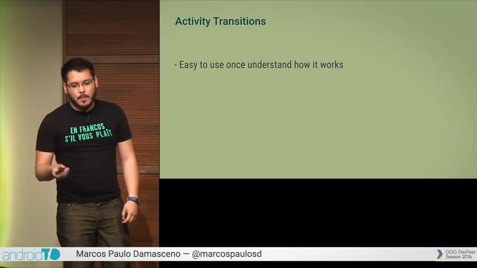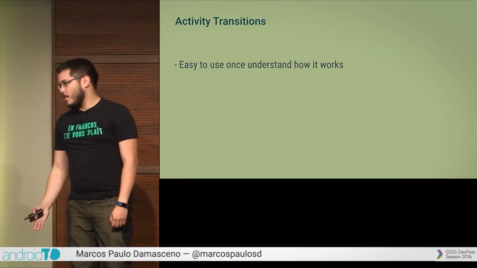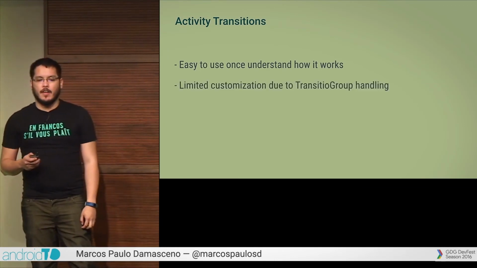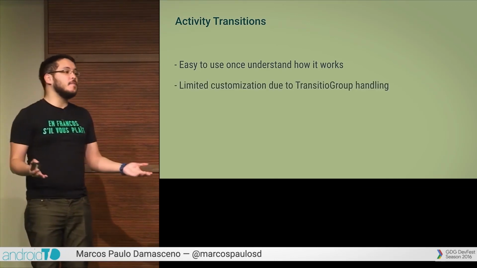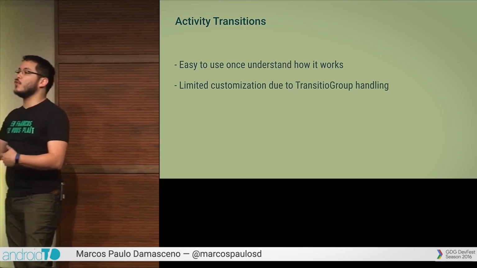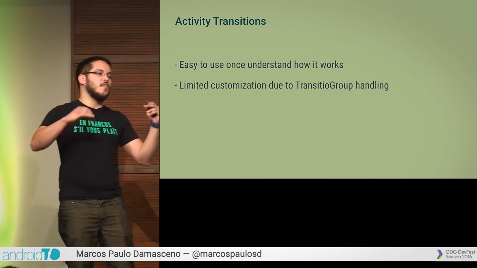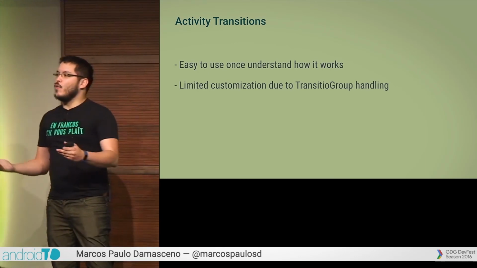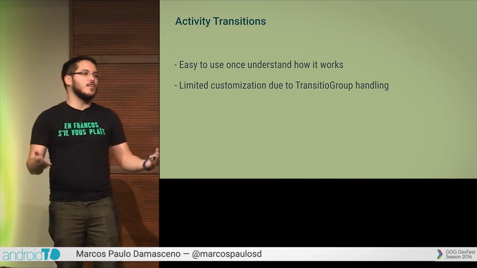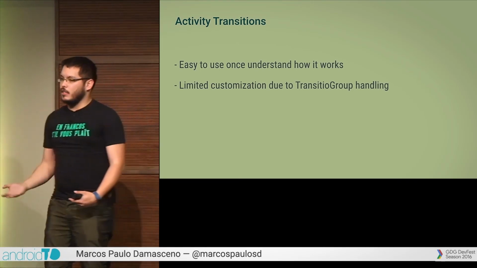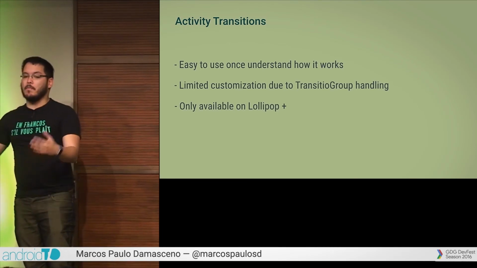So to wrap up, activity transition is easy to use once you understand how it works. And I hope you do right now. It has limited customization due to the transition group handling. So if you want a view group to animate, and you want its child to animate differently, it's complicated, it's not going to work. You can do one or the other. And it's only available on Lollipop and more.